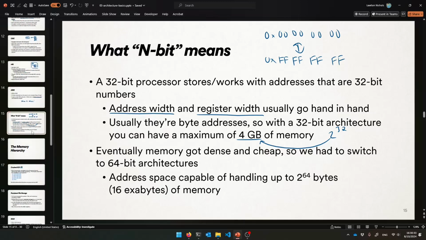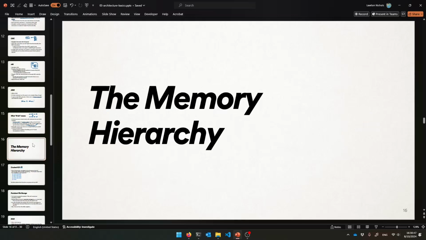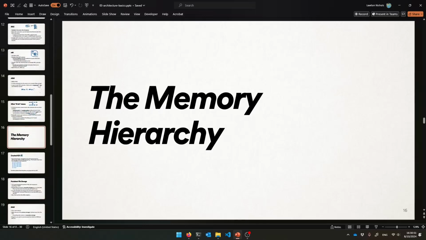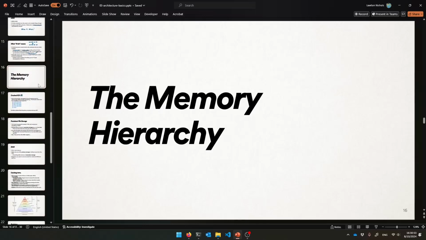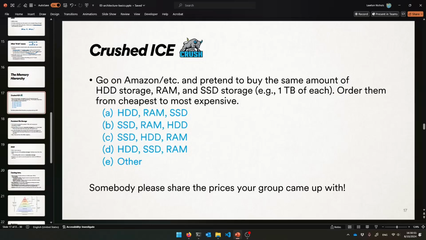All right, and yeah, so that's that. N-bit. You know what 32-bit means. You know what 64-bit means. It has to do with the addresses that you could represent, and also the registers. All right. So yeah, let's next talk about the hierarchy of memory, because there's more to it than just registers and RAM, right? There's plenty more going on there.